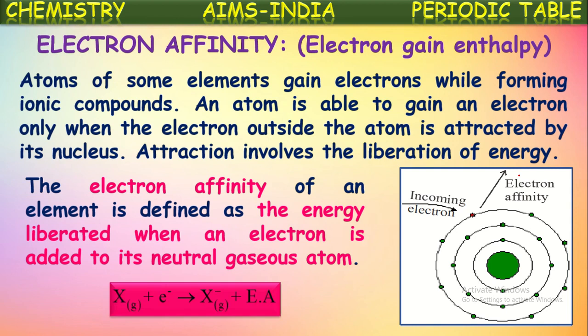This can be mathematically represented like this. Suppose X is a neutral gaseous atom. To this, if an electron is added, where e represents the electron, it becomes a negative ion. While taking this electron, the atom will release a certain amount of energy, which we consider as electron affinity. It can be defined as the amount of energy liberated when an electron is added to a neutral gaseous atom is called electron affinity.